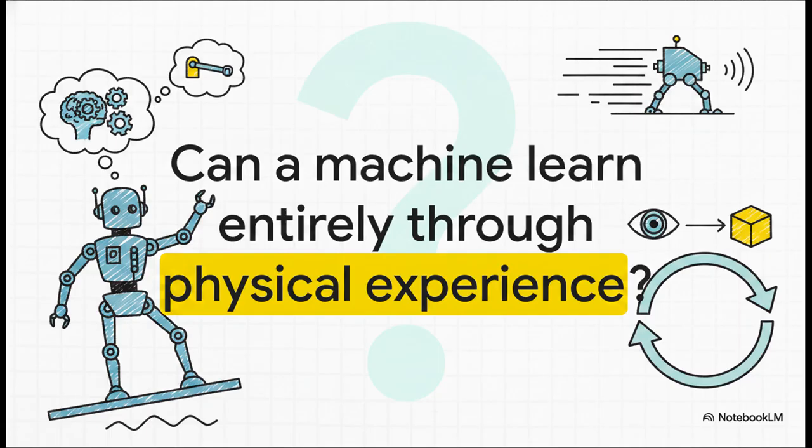But what about tasks that require active experience? Can a machine learn entirely through physical experience and consequences? Think about a robot learning to walk. You can't just feed it a spreadsheet of joint angles. It has to actually interact with the physical world in real time.